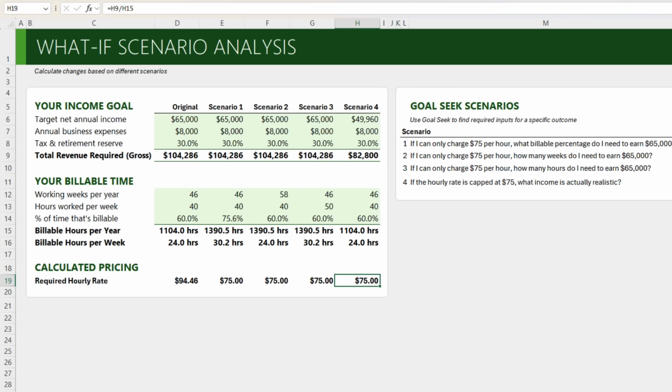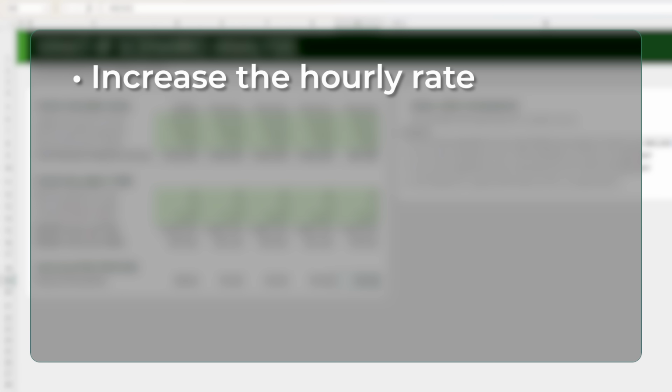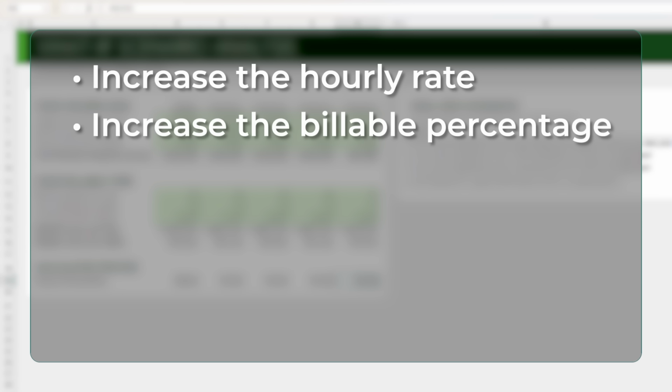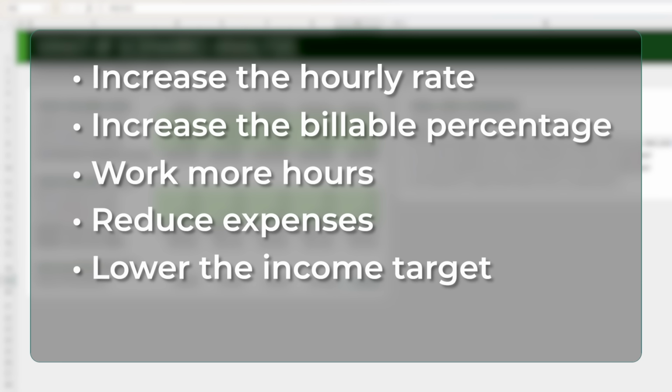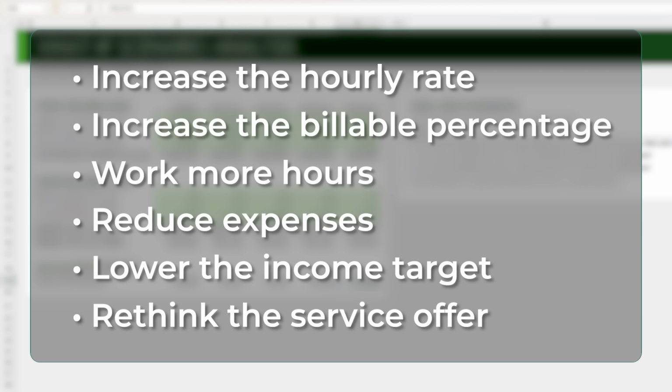So from here we have a few options. We increase the hourly rate, increase the billable percentage, work more hours, reduce expenses, lower the income target, or just rethink the service offer so it's not purely tied to hourly billing. And that's the value of this type of calculator. It turns guesswork into a decision model so you can see which numbers are flexible, which ones have practical limits, and which targets need adjusting.